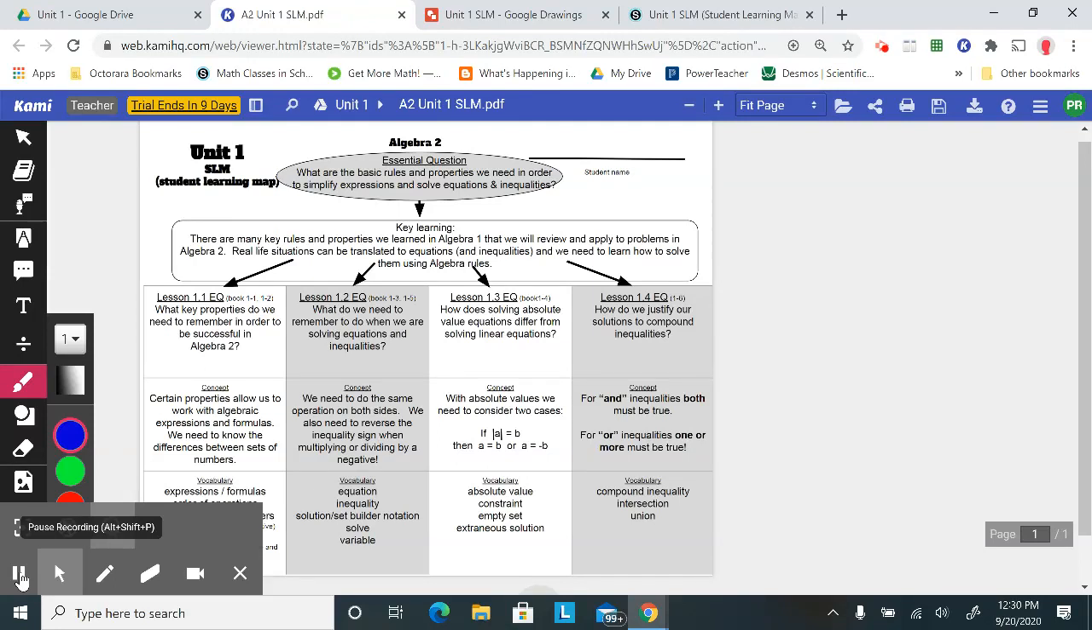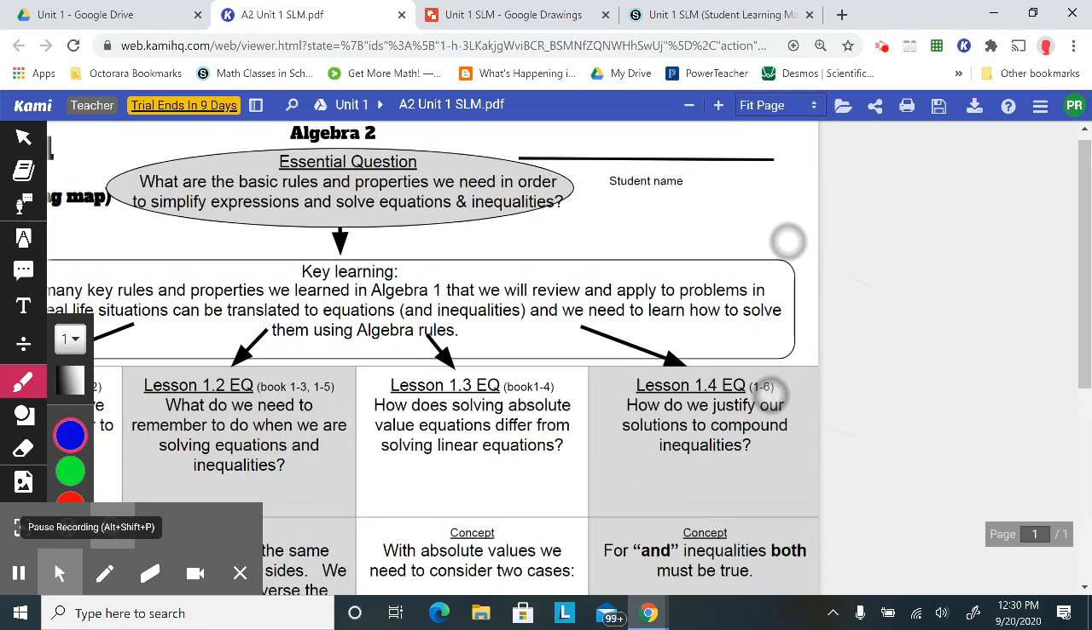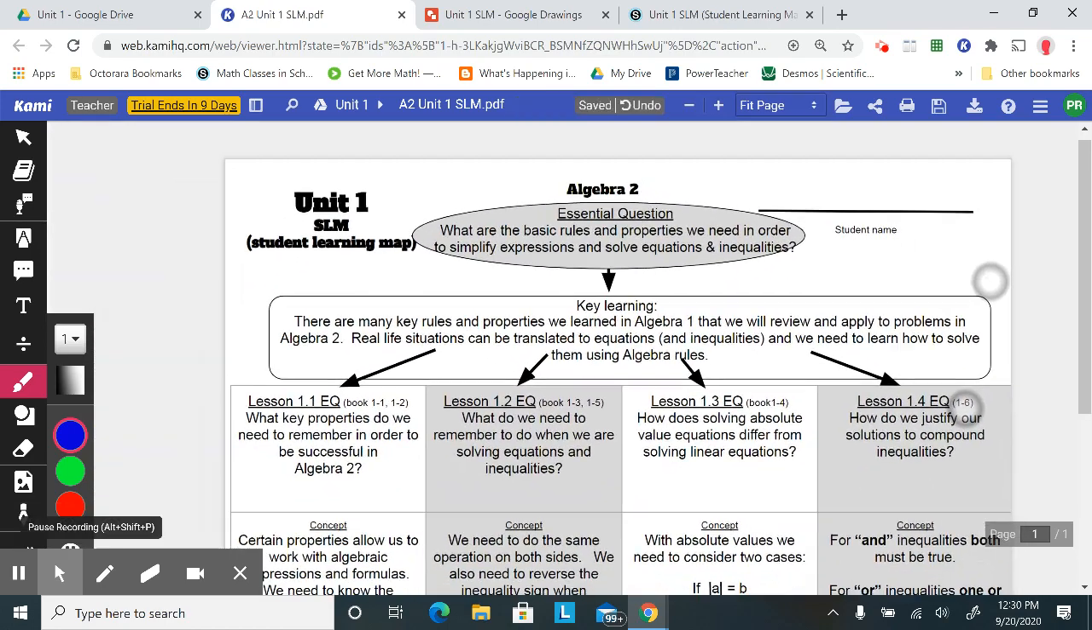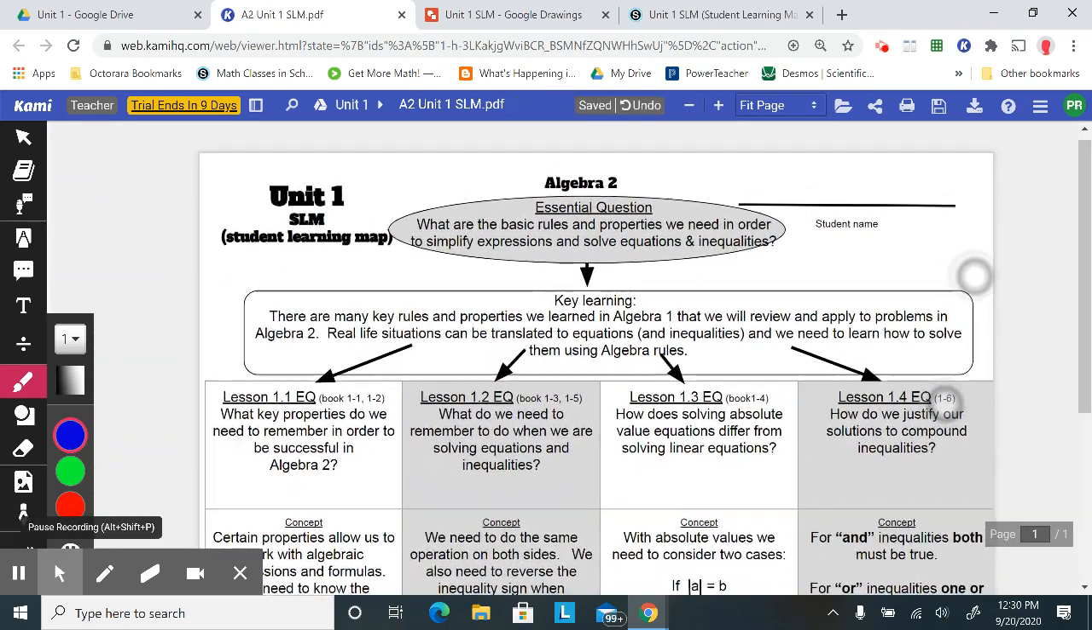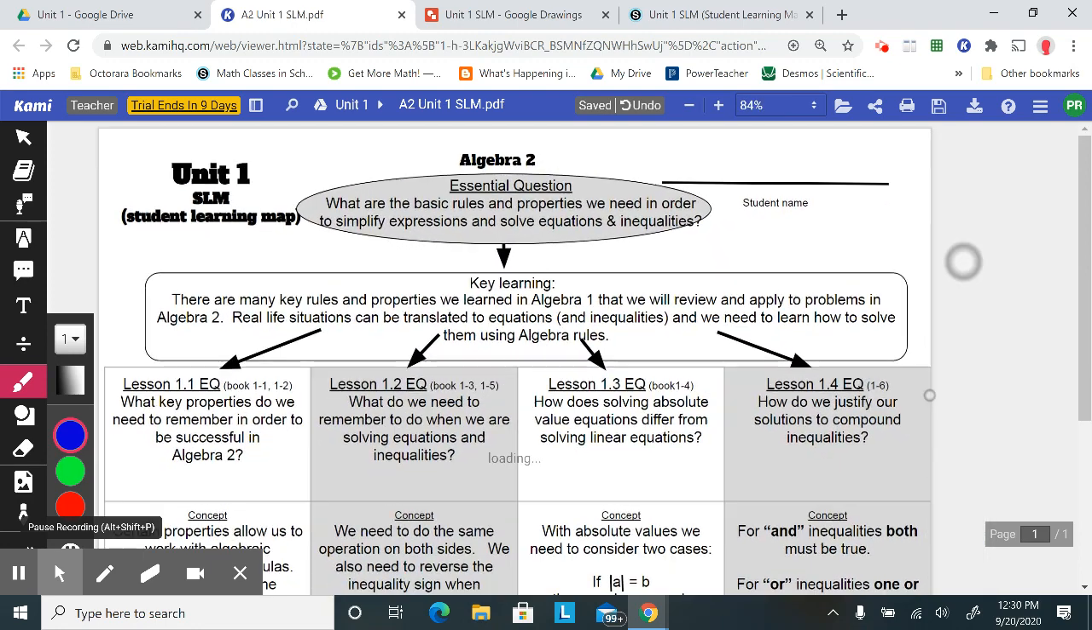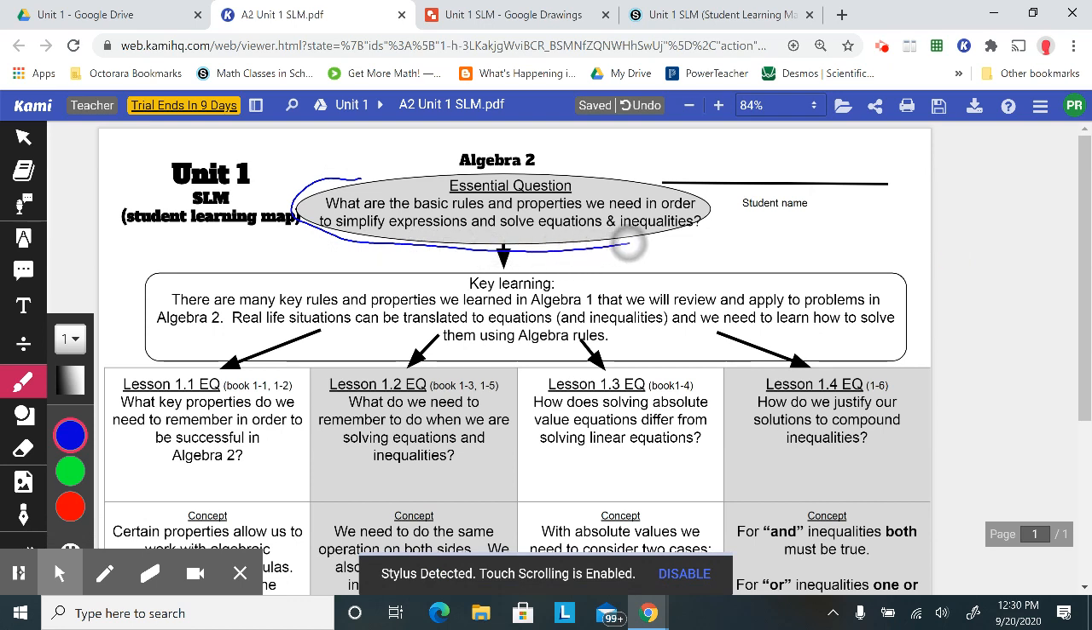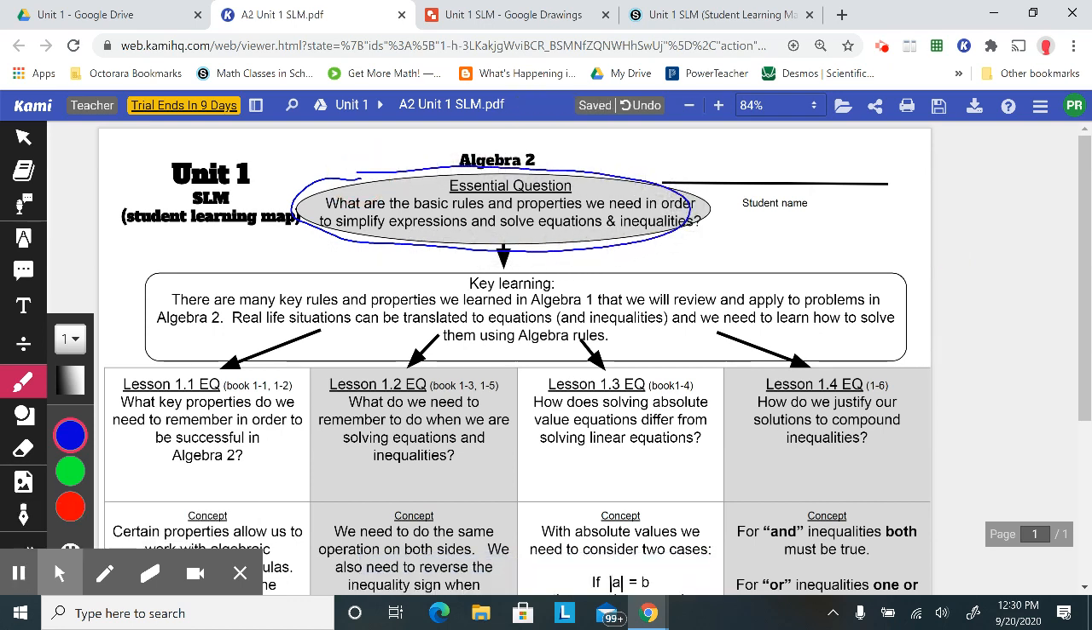Okay, so here we are. We're in Unit 1. And as you can see, this is called our student learning map for Unit 1. And the essential question, which is at the top right up here, says, what are the basic rules and properties we need in order to simplify expressions and solve equations and inequalities?